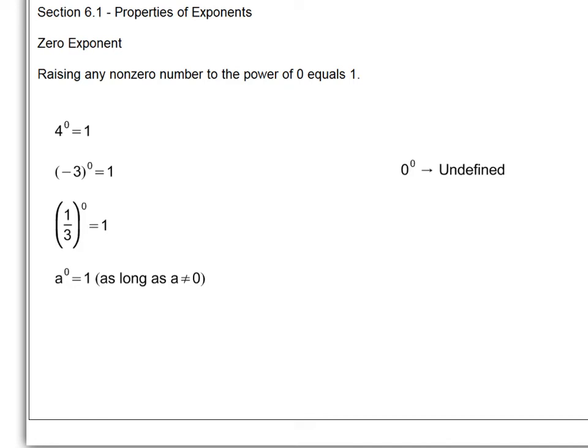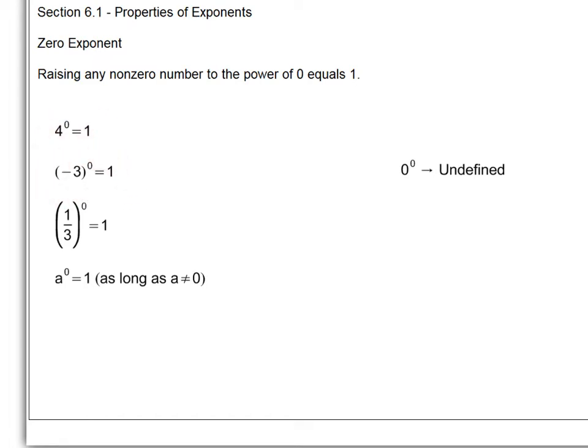Section 6.1, Properties of Exponents. We have several properties of exponents to discuss. The first one is a special exponent with an exponent of 0. Any time that you raise a non-zero number to the power of 0, which we may call the 0th power, it equals 1. And so you can see several examples here.